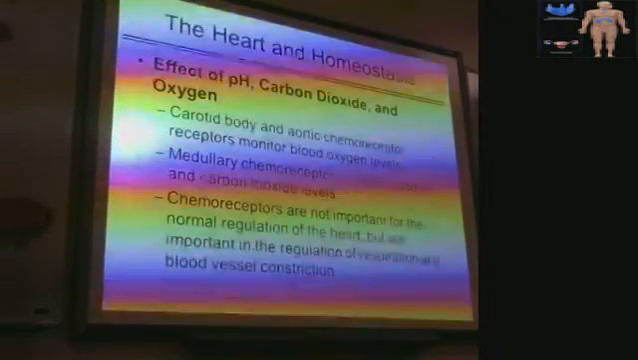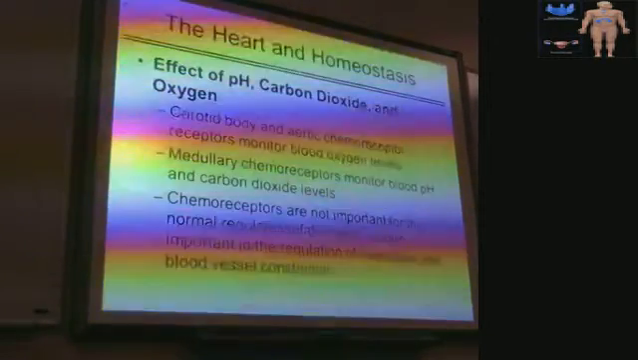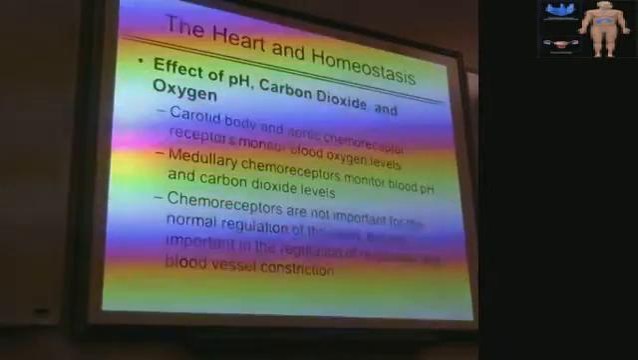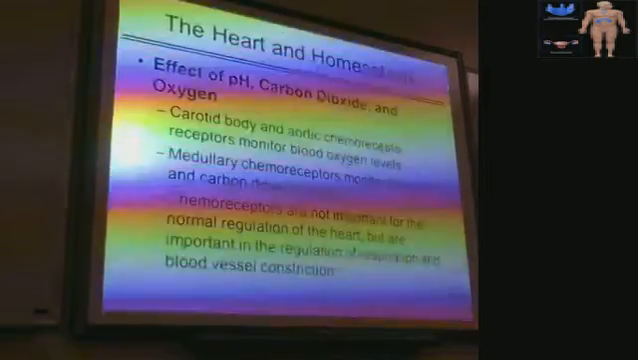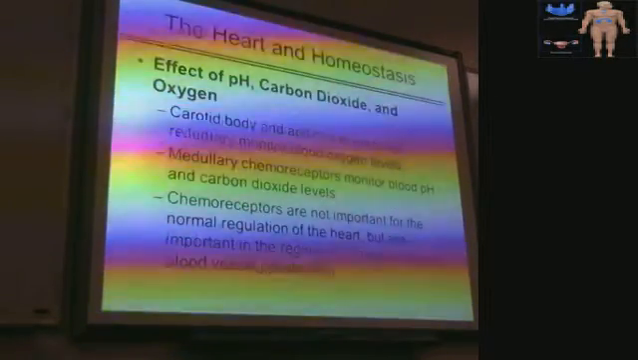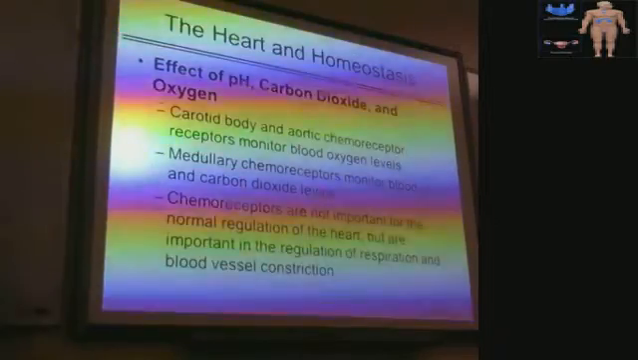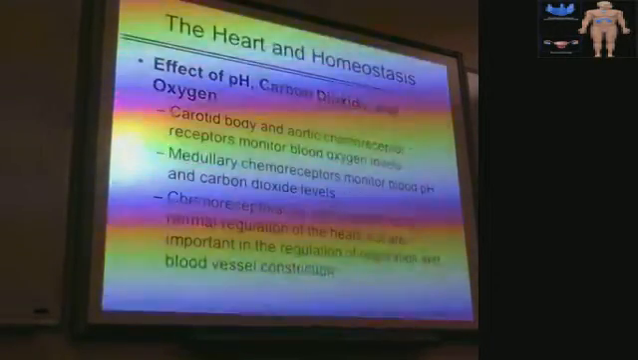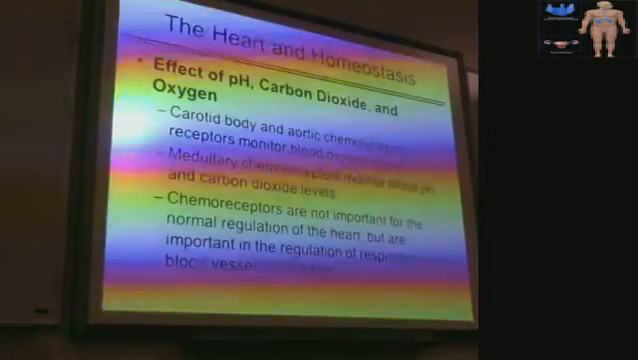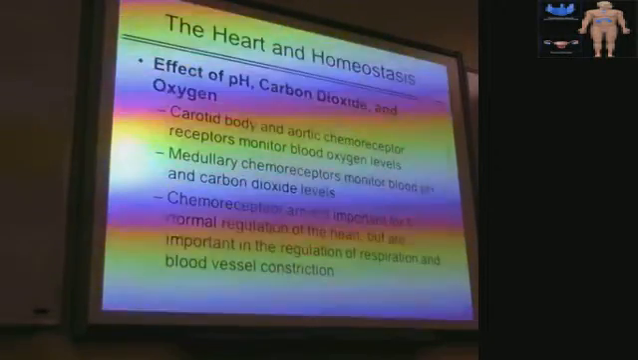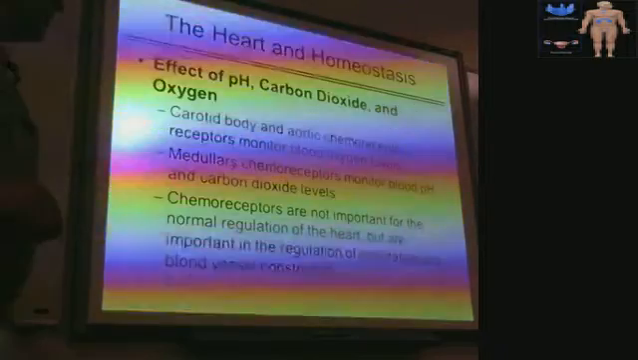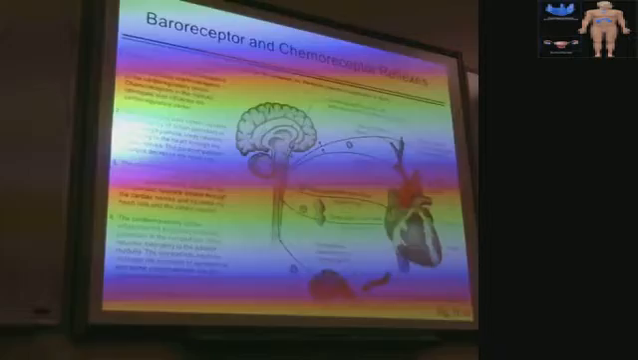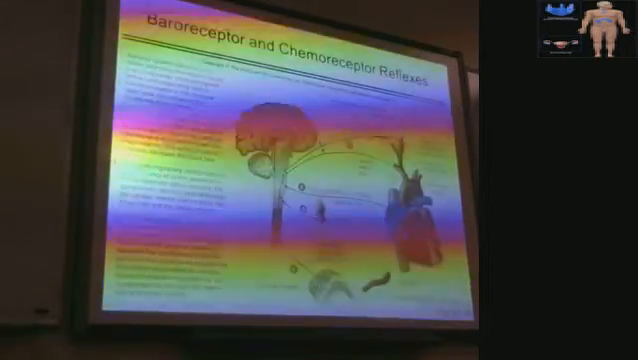Okay, the carotid body and the aortic chemoreceptors monitor blood oxygen levels. So you've got two things that monitor blood oxygen levels: the carotid body and the aortic chemoreceptor. The medullary chemoreceptors monitor blood pH and carbon dioxide levels. Chemoreceptors are not important for the normal regulation of the heart, but are important in the regulation of respiration and blood vessel constriction.